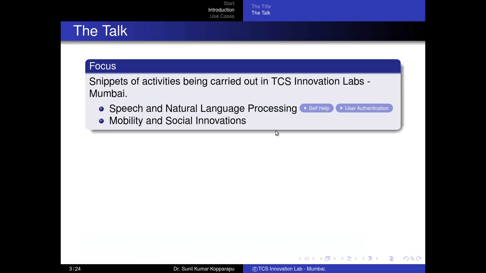Now, the focus of my talk, while technology is very generic, will depend upon what I actually work on. There are these activities which are being carried out at the TCS Innovations Lab Mumbai, and I'll be basically looking at those technologies which take up work along the lines of speech and natural language processing. Now let us look at what I mean by technology bridging the gap.